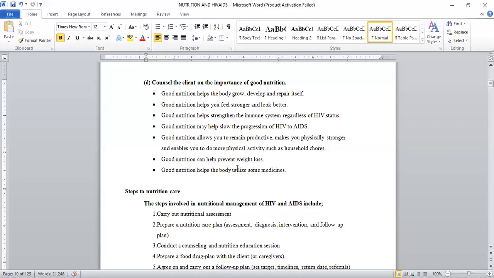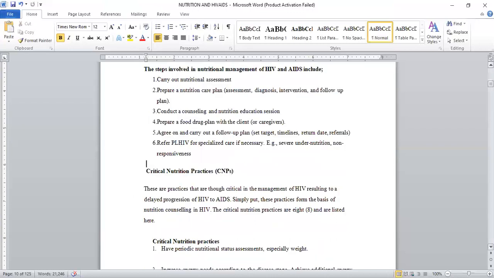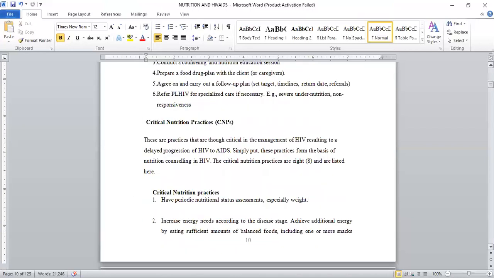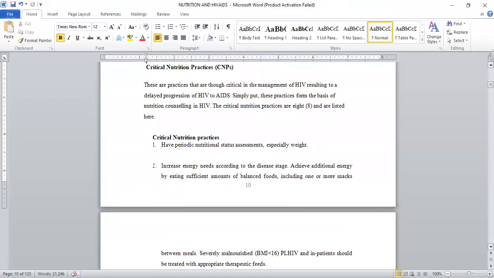Then good nutrition can help prevent weight loss. Good nutrition can help the body to utilize some medicine. That is very true. Some of the medicine, to be utilized in the body, needs energy, and without that energy, that drug will not assist you. So once you reassure your client of all those things, they will surely be able to follow your diet plan, you catch their attention, and they will listen keenly, and that will be a very interactive session.